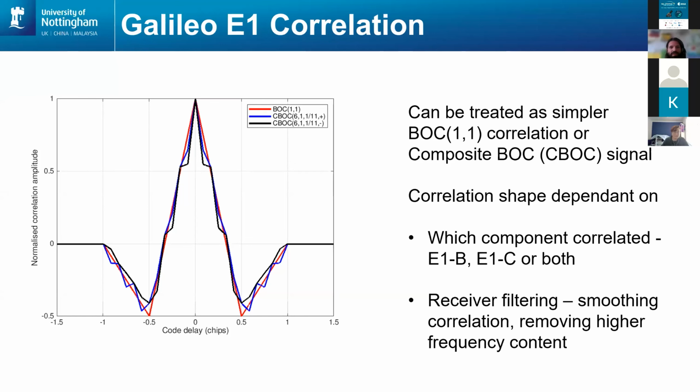What's important here is that the correlation shape can be very dependent on what the receiver's doing. So whether it's just picking up one component of the signal, two components of the signal, both components, and also the receiver filtering can also change the shape of these individual components of the correlation that we see in the receiver. So it's very important to know what's going on in the receiver when you're doing these delay Doppler maps and using the measurements.